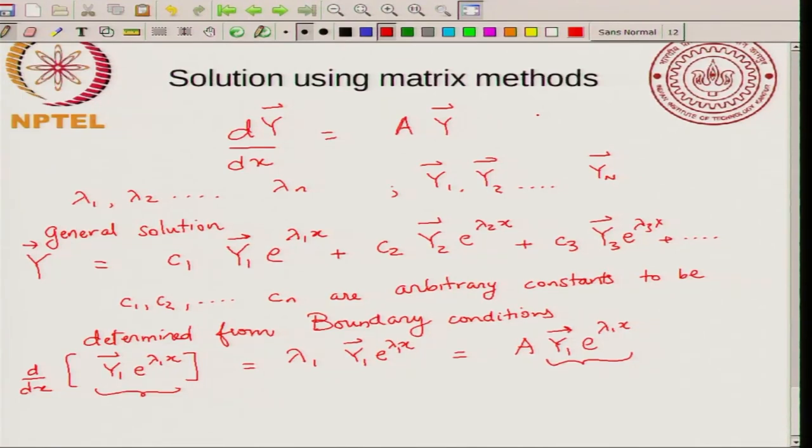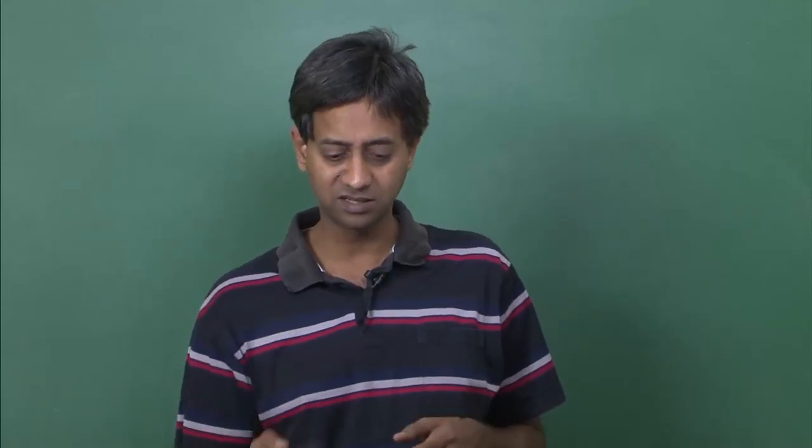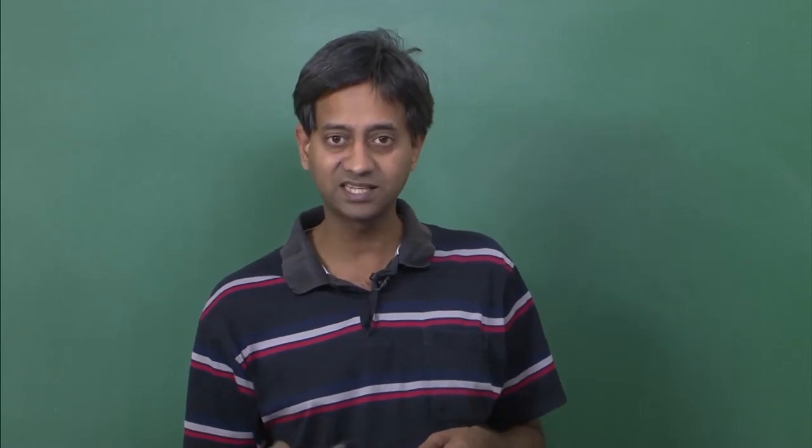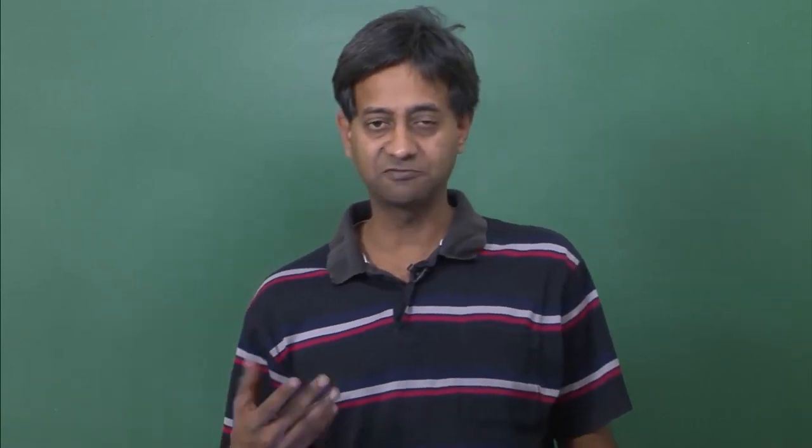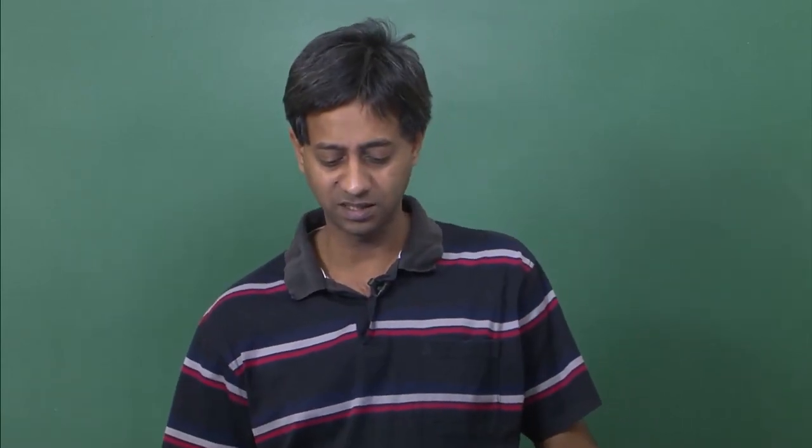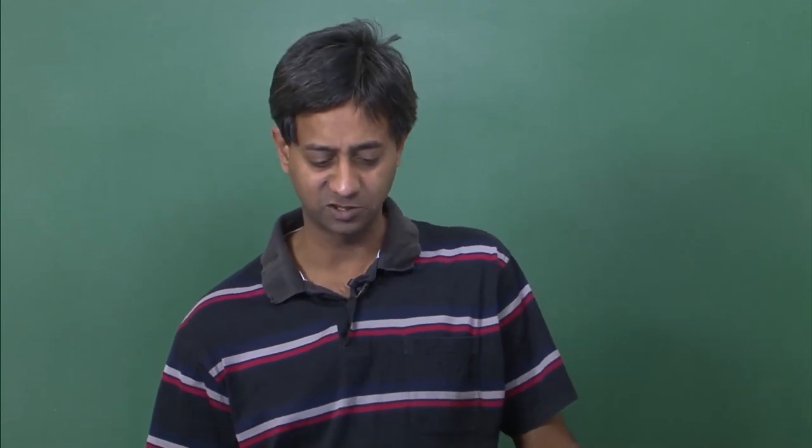And so you can take a linear combination of all these solutions and get a general solution of this differential equation that has a lot of arbitrary constants. Now, each of these arbitrary constants you can determine from the boundary conditions. And so, this is a way to solve a system of linear first order differential equations, using this idea of eigenvalues and eigenvectors.